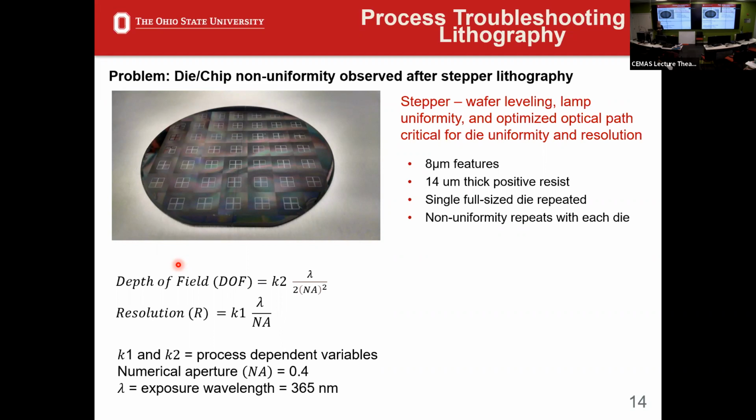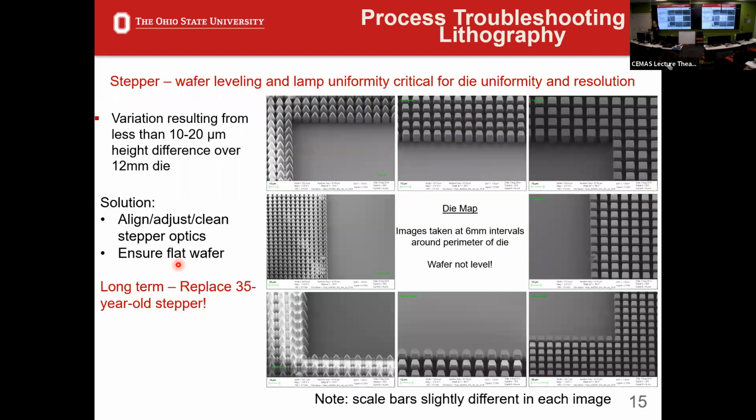Resolution is probably pretty good. The NA of our stepper is 0.4, and our exposure wavelength is I-line, 365. So you can do the math, and you can see that we're within a few microns of the depth of field. So that's a concern. That's exactly what we saw.